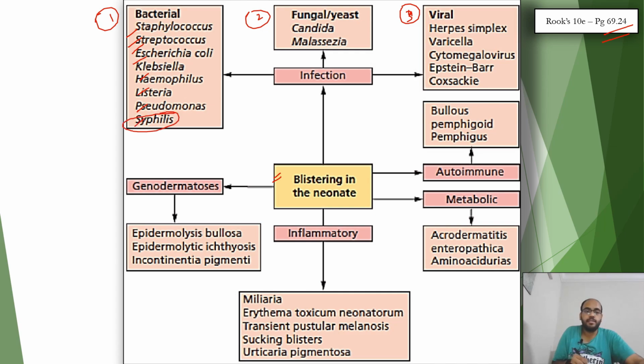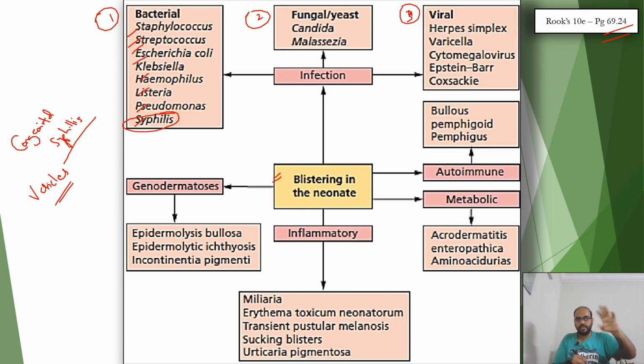Now remember, syphilis. We already have a video on congenital syphilis on the channel. And congenital syphilis is the only form of syphilis in which vesicles are present. Remember, we discussed congenital syphilis while discussing the syphilis series of videos. So a child born with vesicles and erosions can very well be a case of congenital syphilis, especially if the mother's VDRL or TPHA is positive or there's a history suggestive of syphilis.